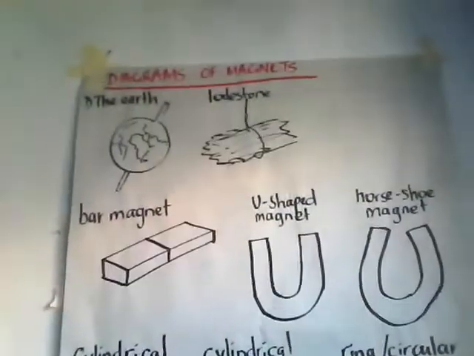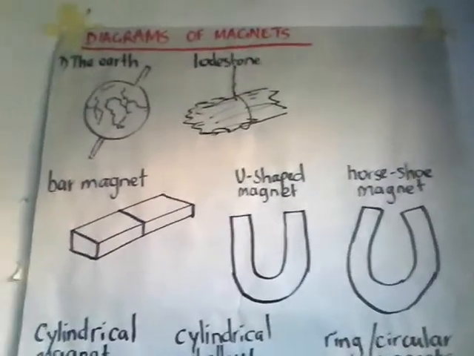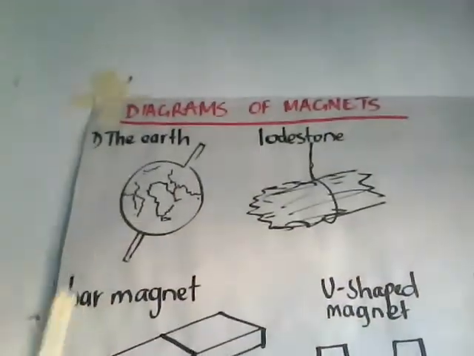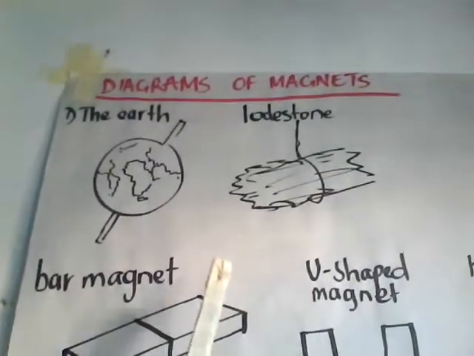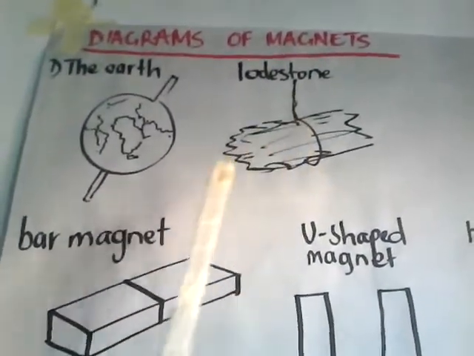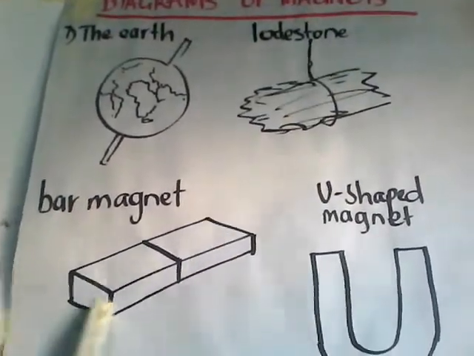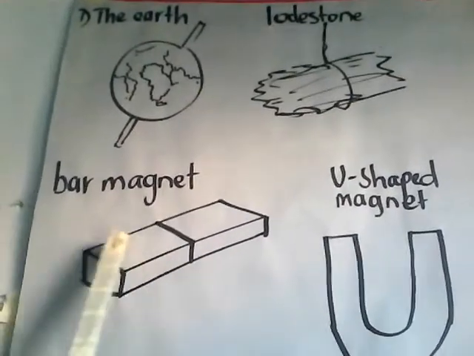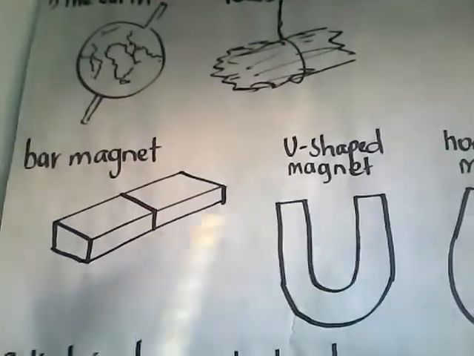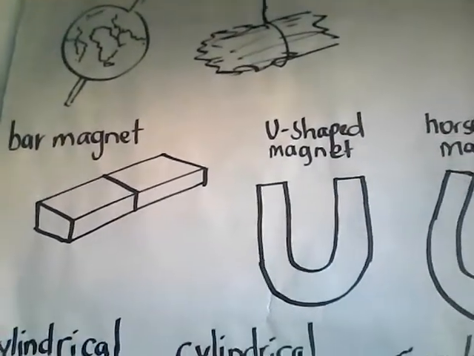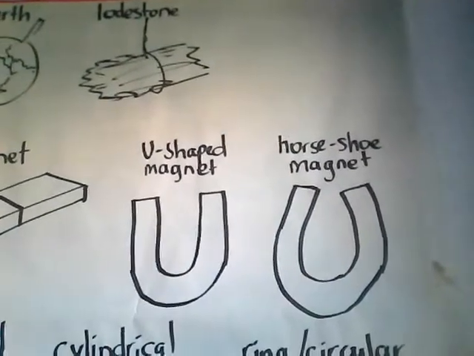Those are the diagrams of the magnets. This is the earth. That is the earth. The picture of the earth is an illustration. This is Bloodstone. Bloodstone has been freely suspended on a string. Then this is a bar magnet. It must have north and south. Then this is a U-shaped magnet. That is an illustration of the magnet. This is U-shaped, and this is a horseshoe magnet.